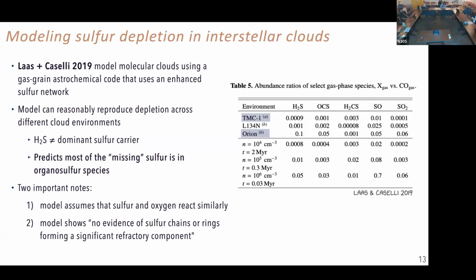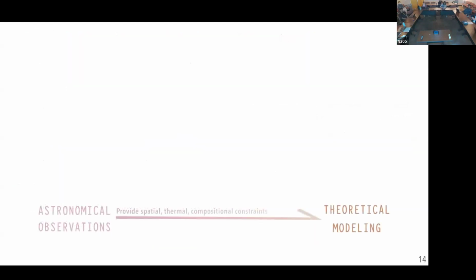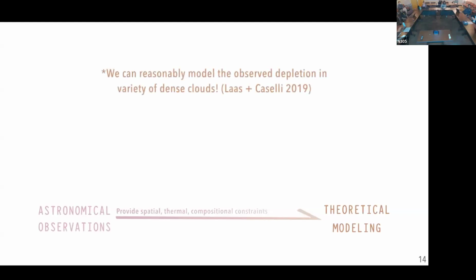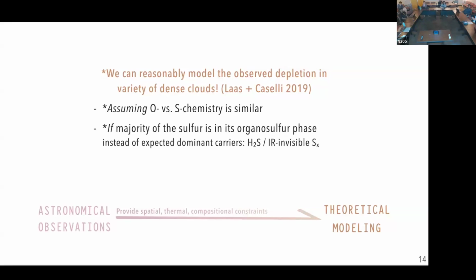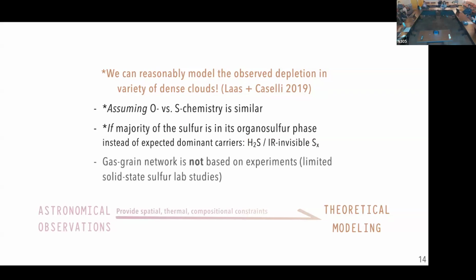But this model is able to reproduce it. It follows this S versus O chemistry. We understand a lot of the oxygen analogs experimentally really well. And so there's this thing to test now: what happens with organosulfur species experimentally. And so to summarize the theory part, we can reasonably model this depletion if this chemistry is similar, if the majority is in its organosulfur phase instead of the expected carriers.